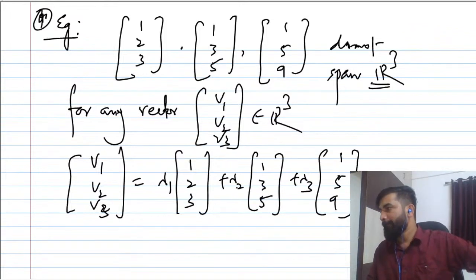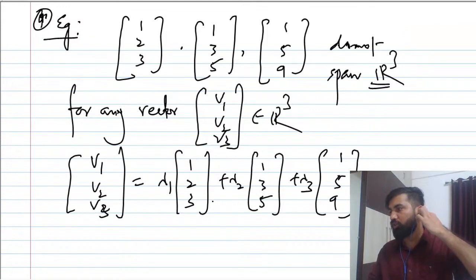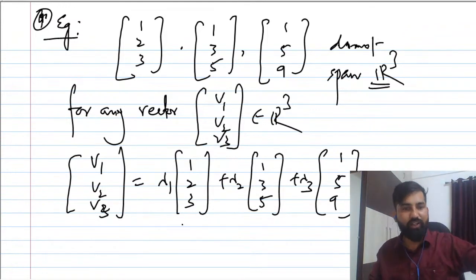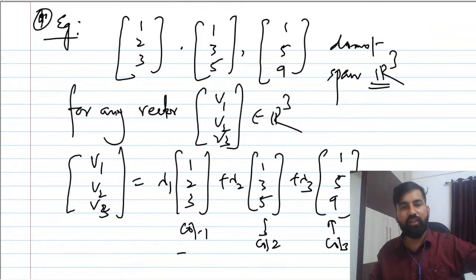Now you try to solve this. How are you going to solve these things? You can take this as one column, this as the second column, and this as the third column. So you can form an augmented matrix.